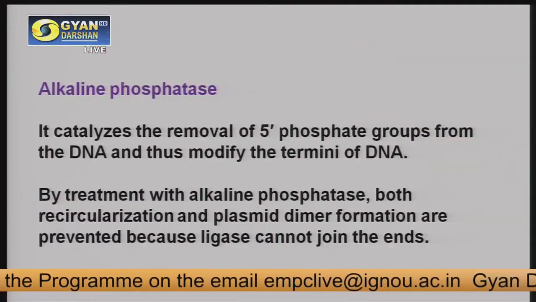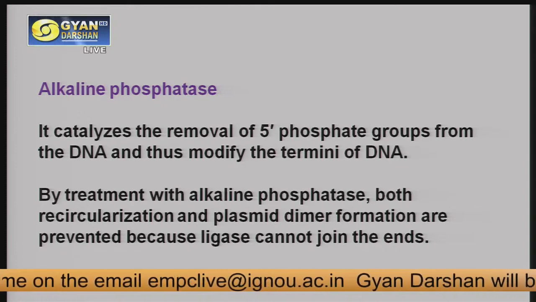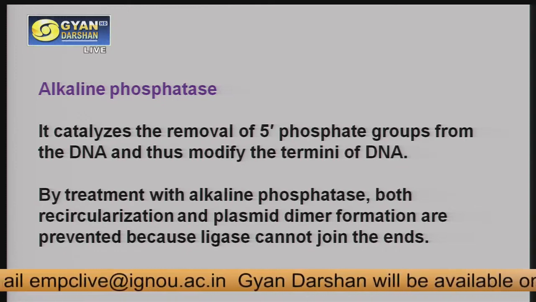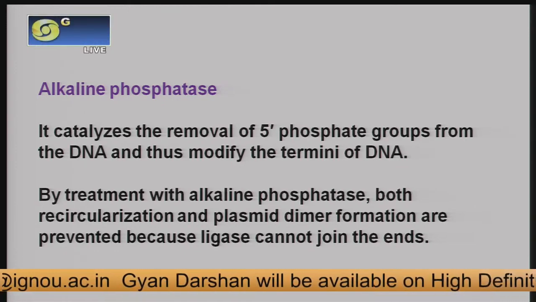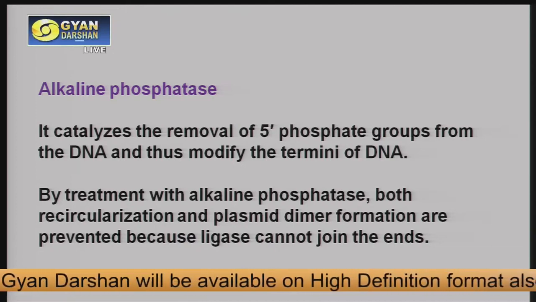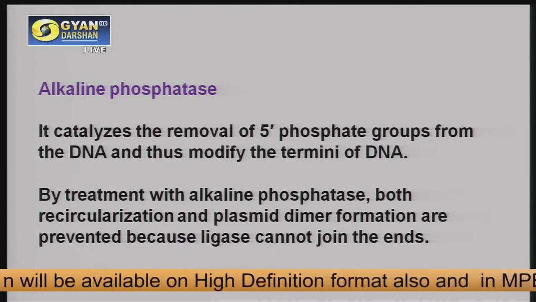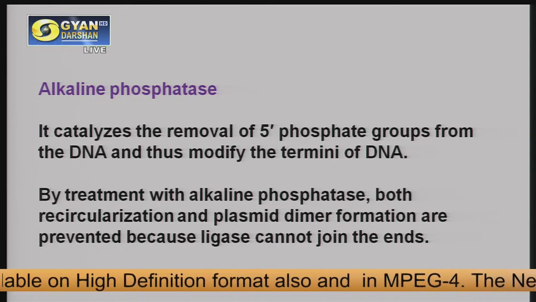So by treatment with alkaline phosphatase, both recircularization and plasmid dimer formation are prevented because ligase cannot join the ends. Only when you apply the foreign DNA will the ligation happen, and you want that actually. You don't want the self-ligated DNA. You want only the recombinant DNA, which will have your gene of interest in the vector. Therefore, to increase the probability of getting that, you are doing this kind of treatment.